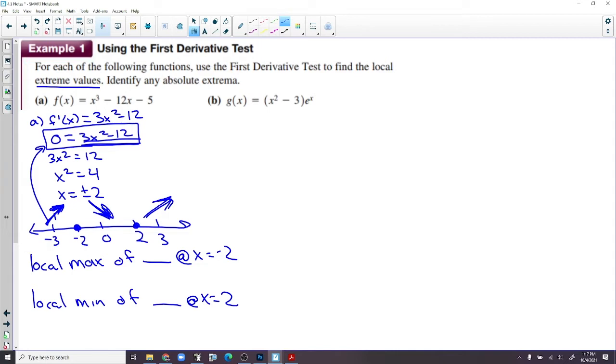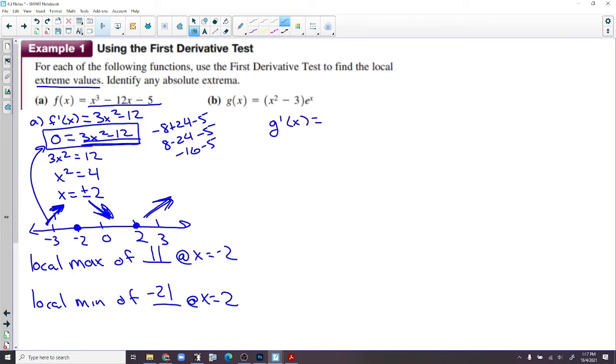Well, if we plug negative 2 into the original, I get negative 8 plus 24 minus 5, 16 minus 5, I'm getting 11. And then when we plug, what did I plug in? Negative 2? Yeah, that's right. If I plug 2 in, 8 minus 24 minus 5, that's negative 16 minus 5, I'm getting negative 21.